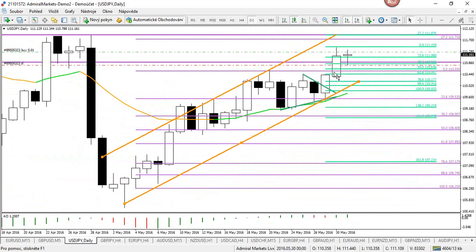The daily candle is pretty good as well. For that to be a bit more likely, today would have to fail. Today would have to turn into a bearish candle and close like this or something like that. So let's take a look at the other pairs.